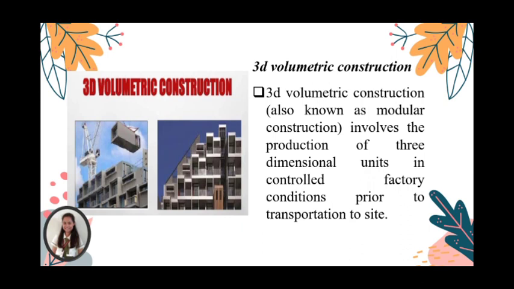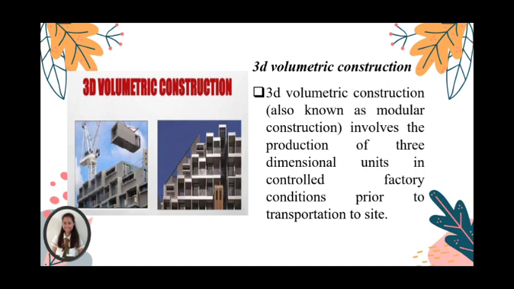The next method is the 3D volumetric construction. It is also known as the modular construction. It involves the production of three-dimensional units in controlled factory conditions prior to transportation to site. Modules can be brought to site in a variety of forms, ranging from a basic structure to one with all internal and external finishes and services installed, all ready for assembly.